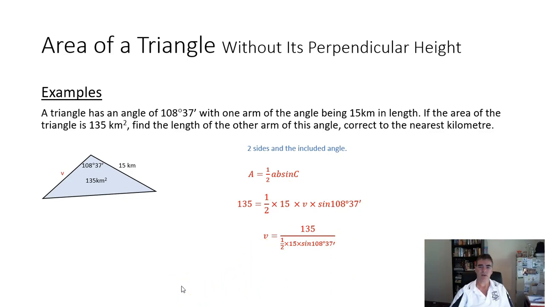And now it's a straight calculation, just being careful with the use of your calculator. Make sure that you get 18.99, etc. And then again, we want to the nearest kilometre, so let's go and round that off, and that's approximately 19 kilometres.